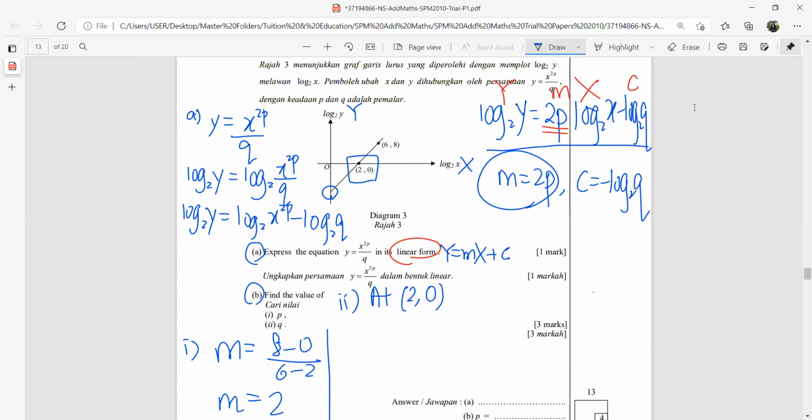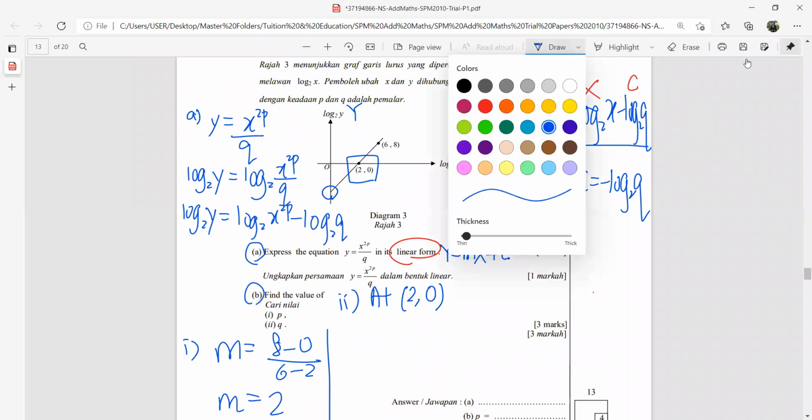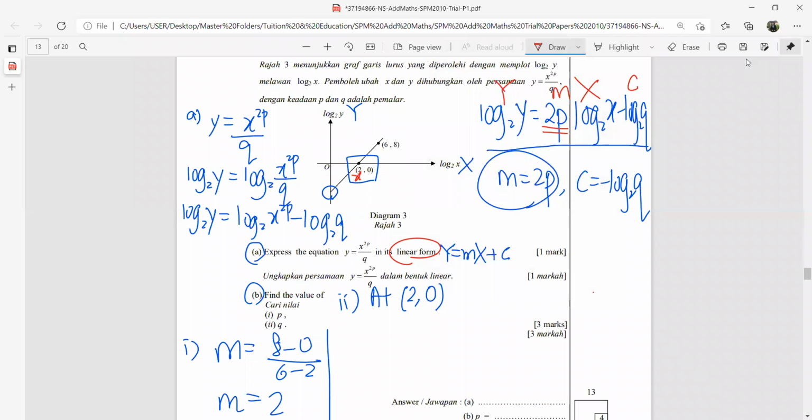At the point, the mistake done by students is they always thought that because it is linear law, oh, this is X, this is Y. Wrong. How can you say XY coordinate directly? This is already linear form, whereby 2 is actually log X, and 0 is log Y. So your job is to sub into this equation to help you.